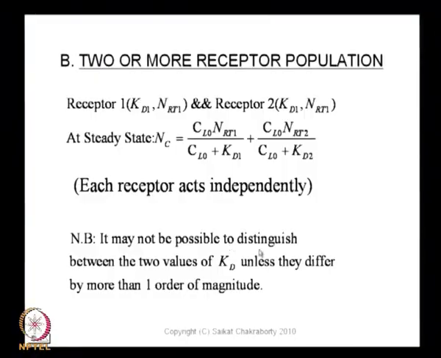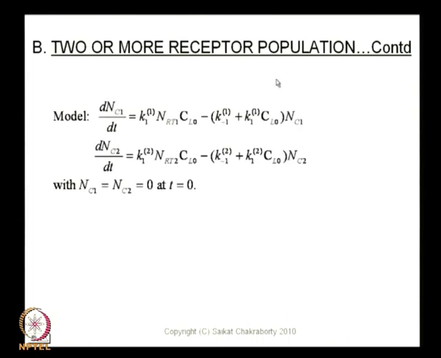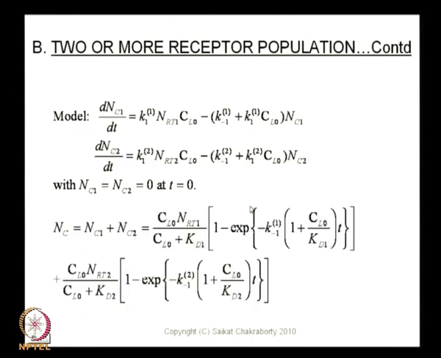As I said on the screen, it may not be possible to distinguish between the two dissociation constants unless they are very different from each other, by at least one order of magnitude. One has to be at least 10 times larger than the other. This is a model with the assumption that ligand depletion does not occur. Then these two equations become independent of each other, and you can solve them, and this is the solution you get. I want you to get the same kind of solution, but with these two coupled systems.